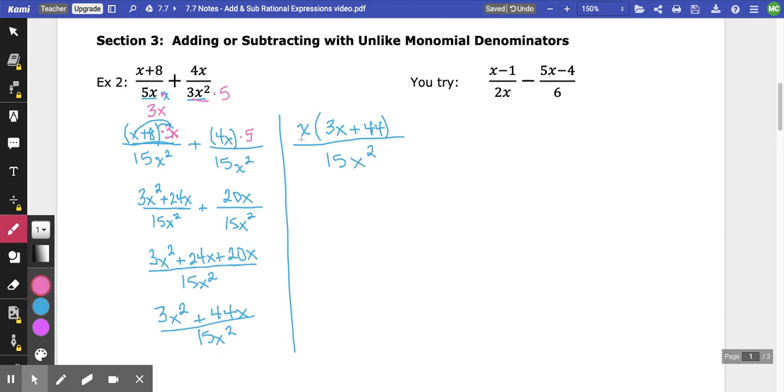And then I could reduce because there's an x in both the numerator and the denominator. There's 1 in the top and 2 in the bottom. So I'm going to cross out the 1 from the top with one of the 2 from the bottom. So essentially that turns it from an x squared into just an x. So simplified, this would be 3x plus 44 divided by 15x. And this would be the sum of those two rational expressions.